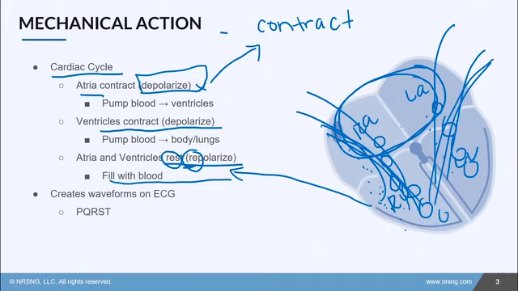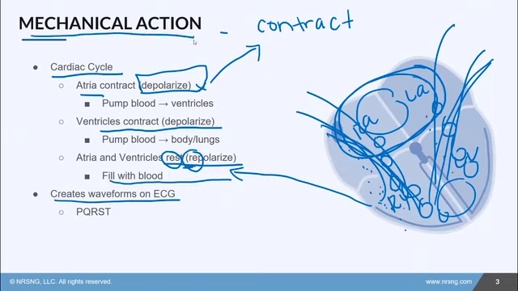Now, the mechanical action of the atria contracting and the ventricles contracting is what produces a waveform on an EKG. And that's where you see the PQRSTs, and we will talk about those in a different lecture. So in order for the mechanical action to take place, we have got to have an electrical stimulation. Without it, our little hearts will not pump.